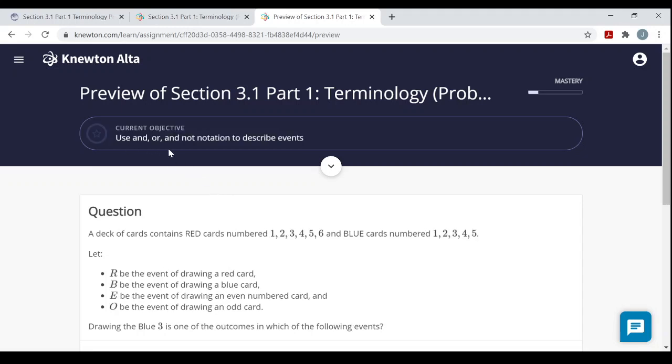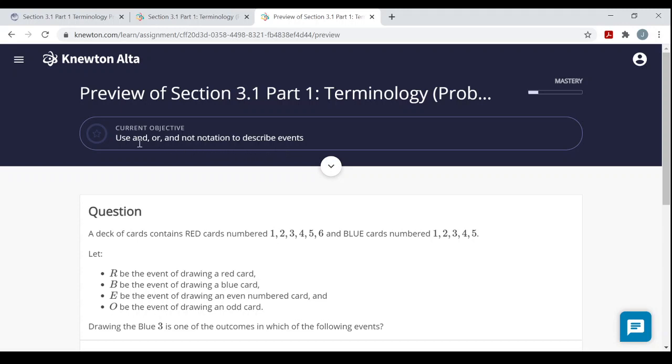So now I'm in a new objective. Now we've talked about events, right? Remember, an event is just a collection of outcomes of an experiment, some possible outcomes. Now we're going to create what are called compound events, where you're taking two events and combining them with some words, or just one event with the word not.